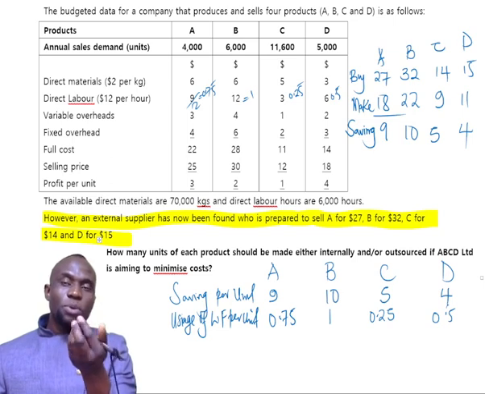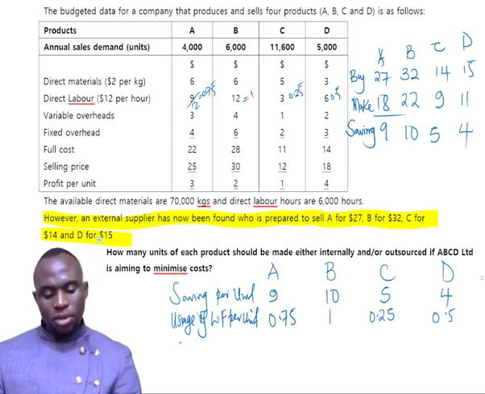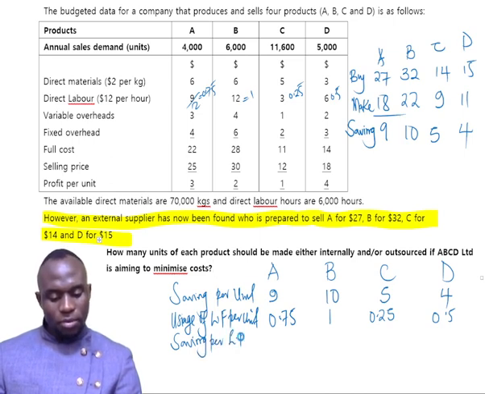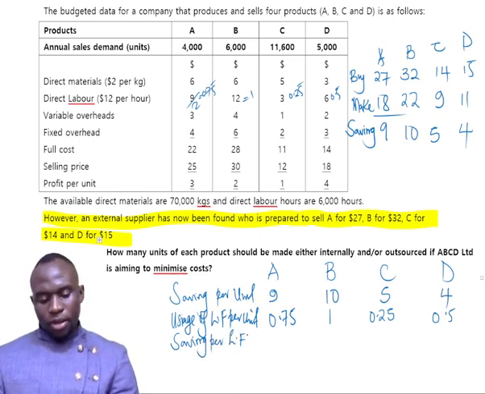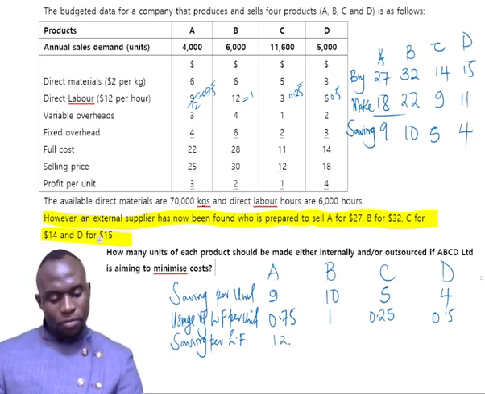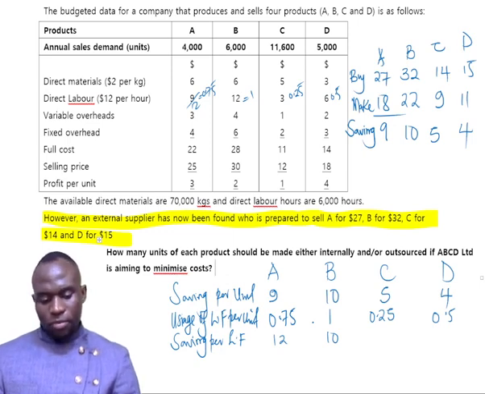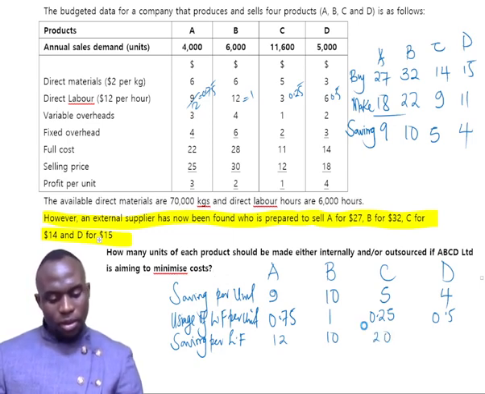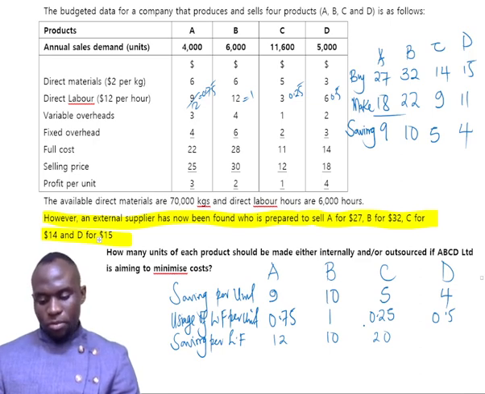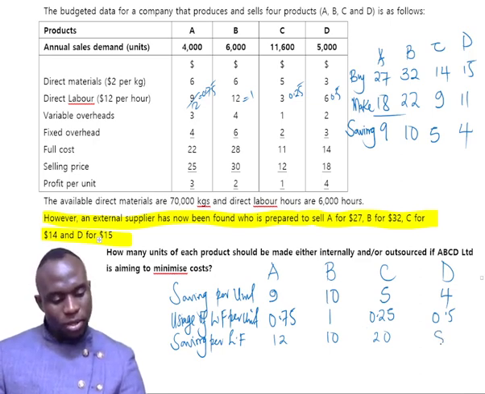Now next is to calculate saving per limiting factor by dividing. So this is saving per limiting factor. So when we divide, 9 divided by 0.75, we get 12, we get 10. 5 divided by 0.25, we get 20. And finally, 4 divided by 0.5, we get 8.